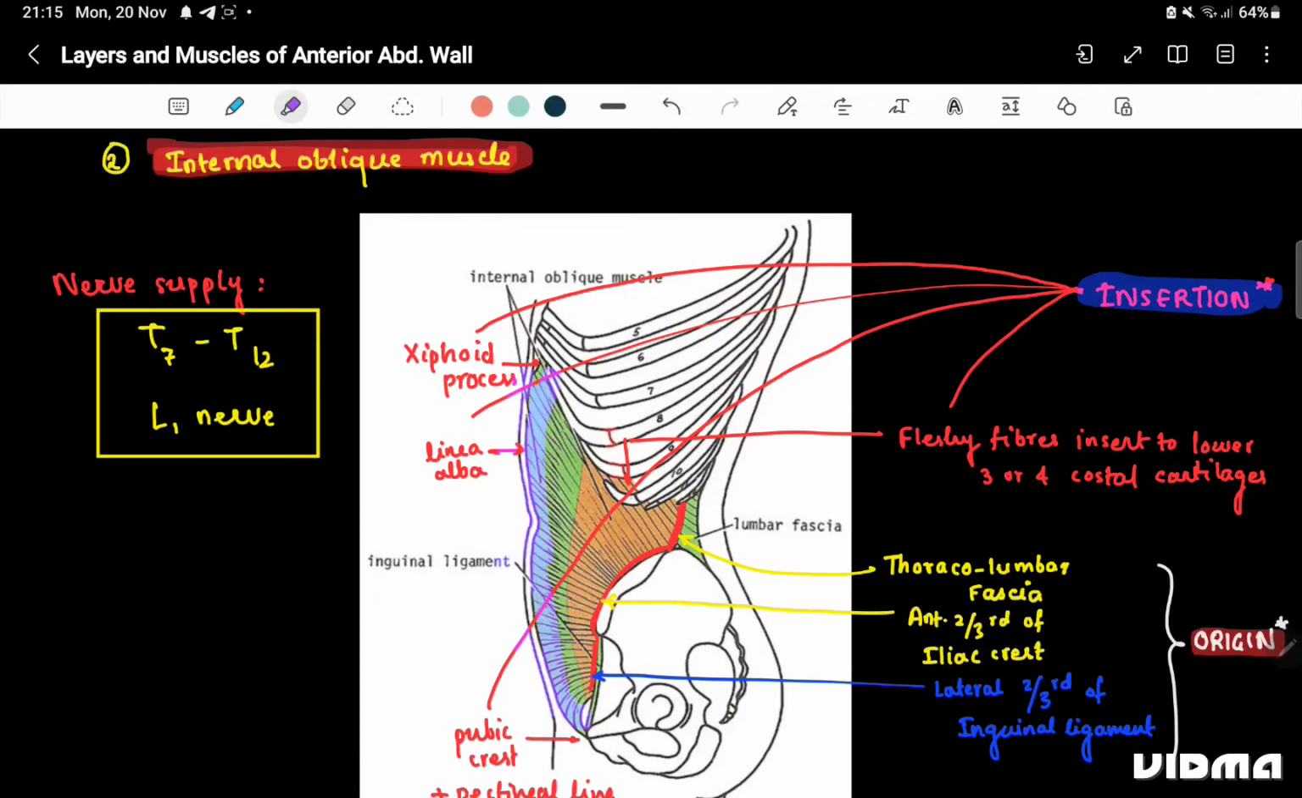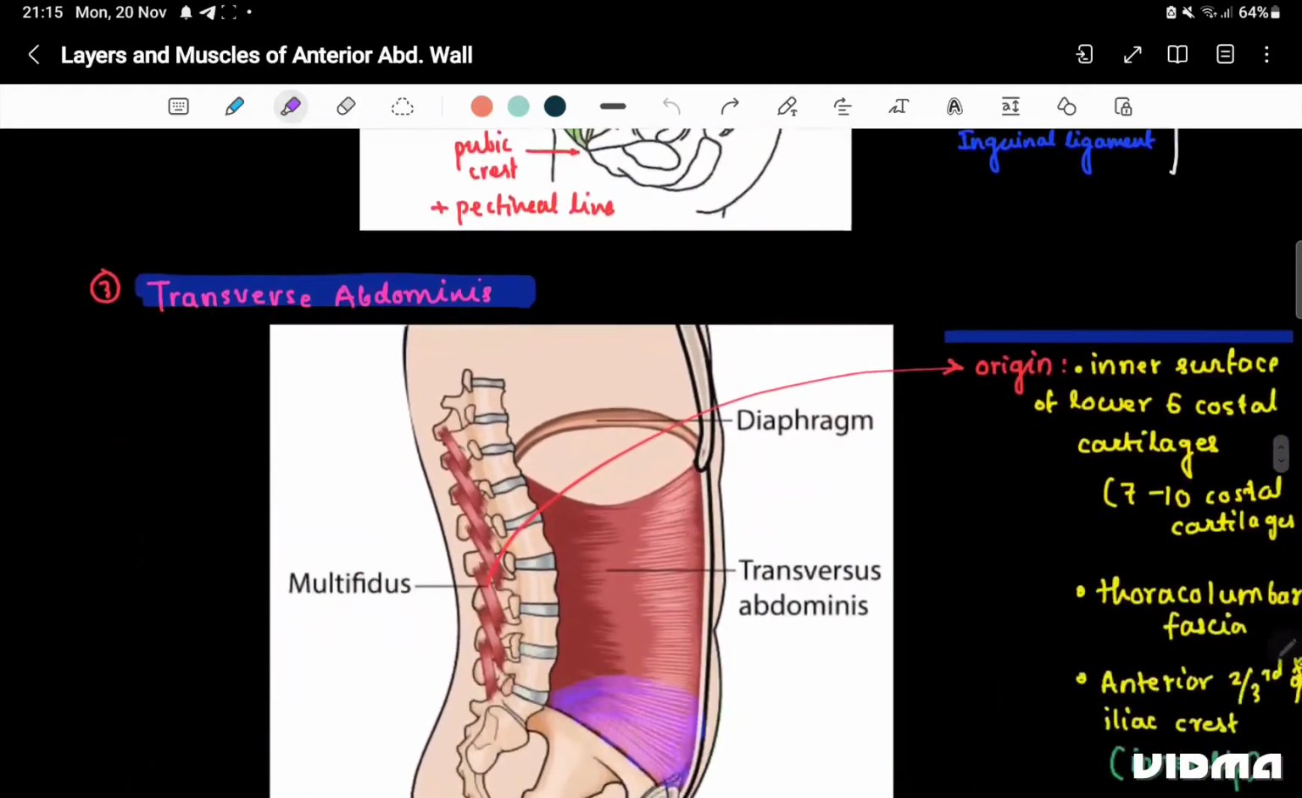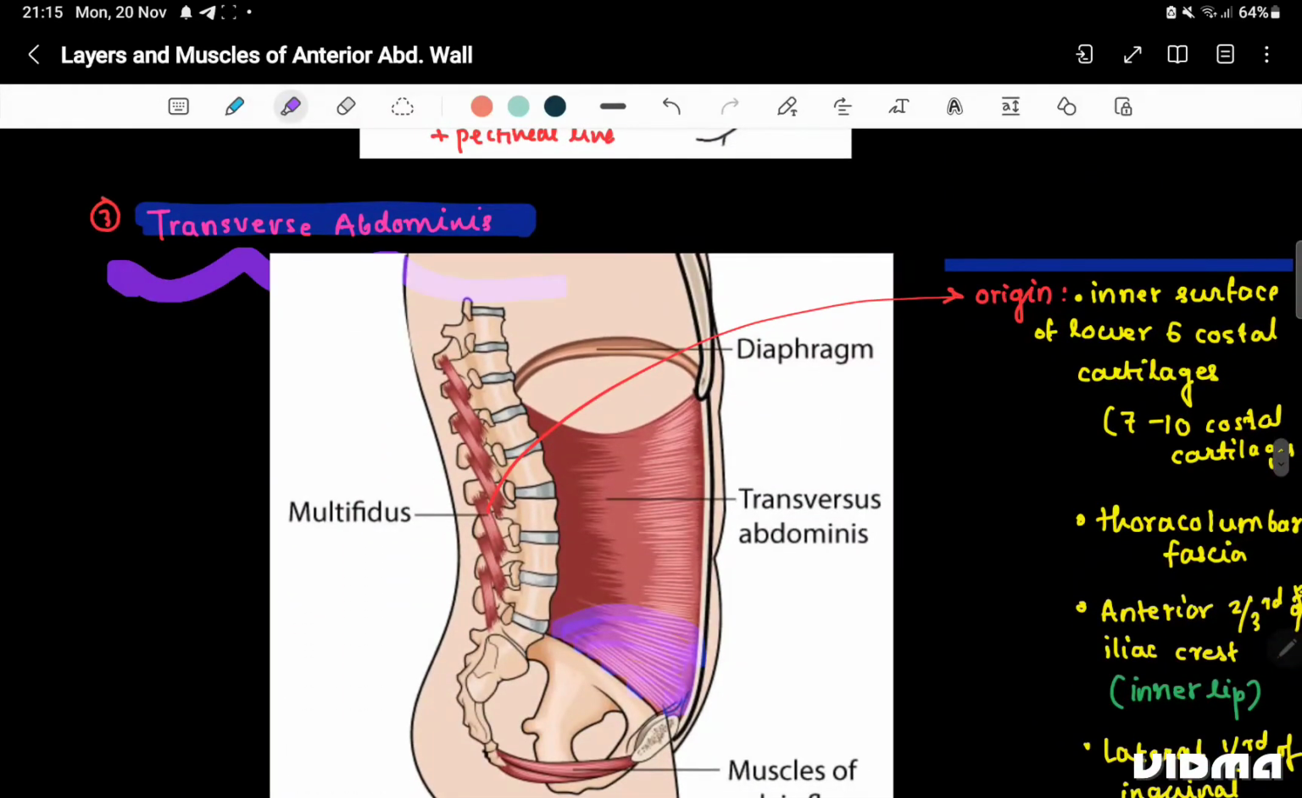So this attaches to the xiphoid process, to the linea alba, okay, to the xiphoid process, and again the fleshy fibers insert to the 3 to 4 costal cartilages, interdigitate in the 3 to 4 costal cartilages, okay. This is the attachment. Understood? So let's discuss the transverse abdominis.